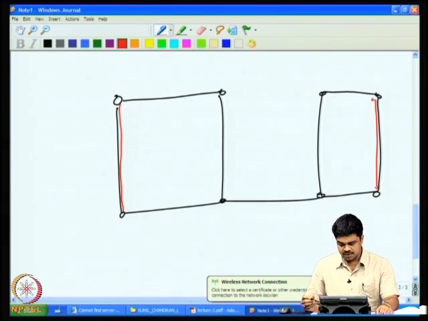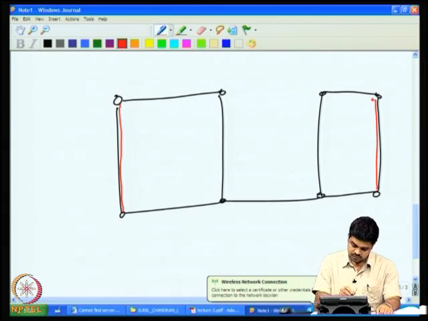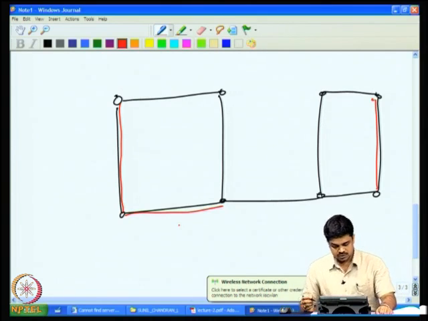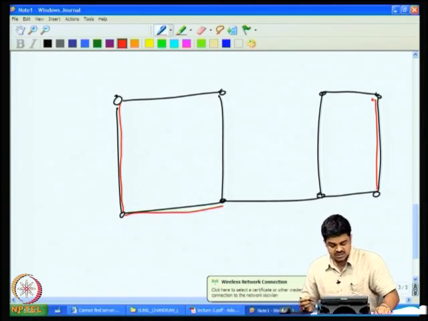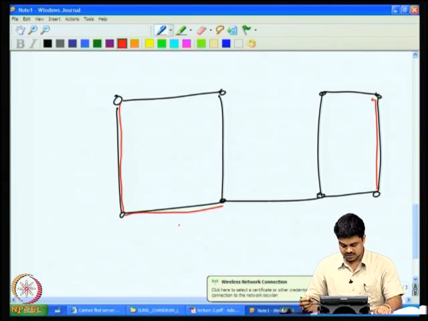What do I mean by independent edges? When you consider these two edges, they do not share any endpoints. The endpoints of this edge are this and this, and the endpoints of this one are this and this. For instance, if I had selected this edge, then this and this would not be independent. So, a matching is a collection of independent edges.